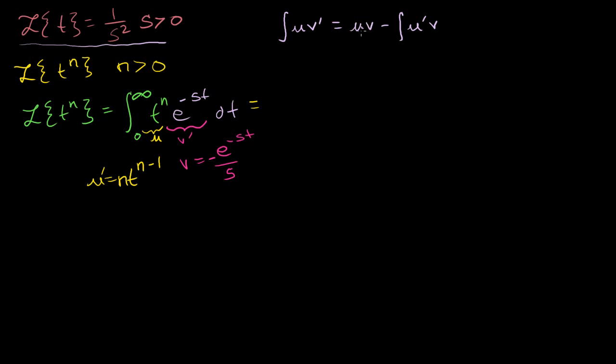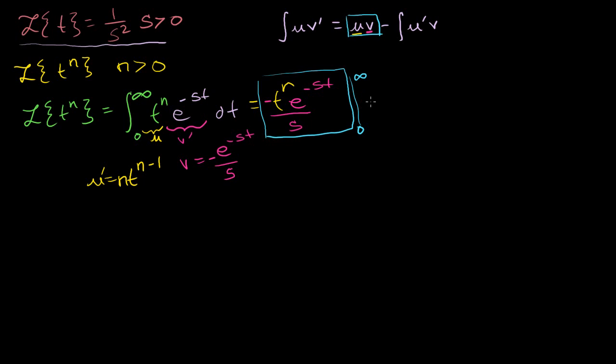So this is going to be equal to uv. U, I already said, is t to the n. That's our u. Times v, which is e to the minus st over minus s. So there's a minus sign there. Minus, I'm just rewriting this, e to the minus st over s. And so that's the uv term right there. And of course, I'm going to have to evaluate this from 0 to infinity. So let me write that, 0 to infinity. We're going to have to evaluate that.